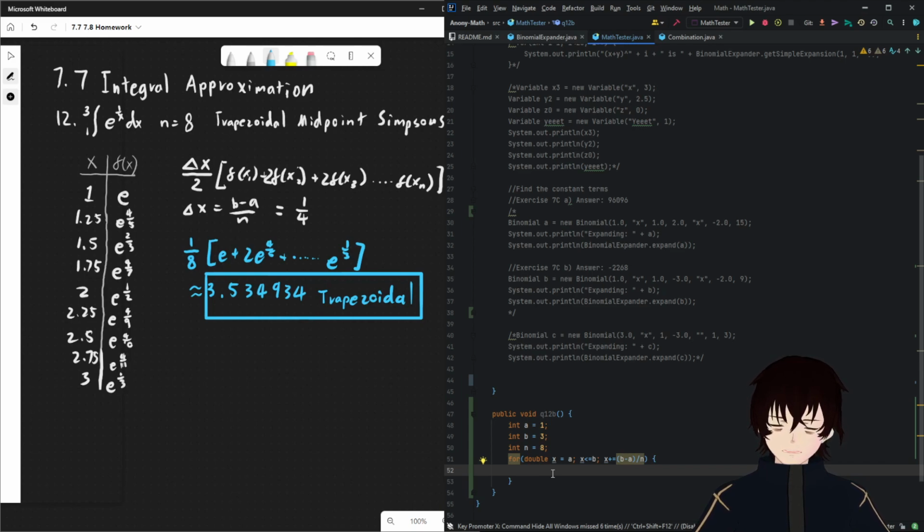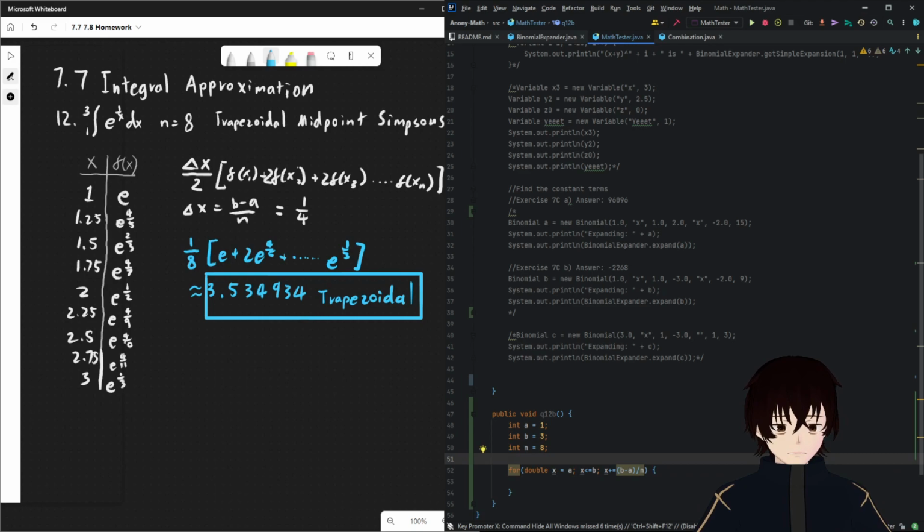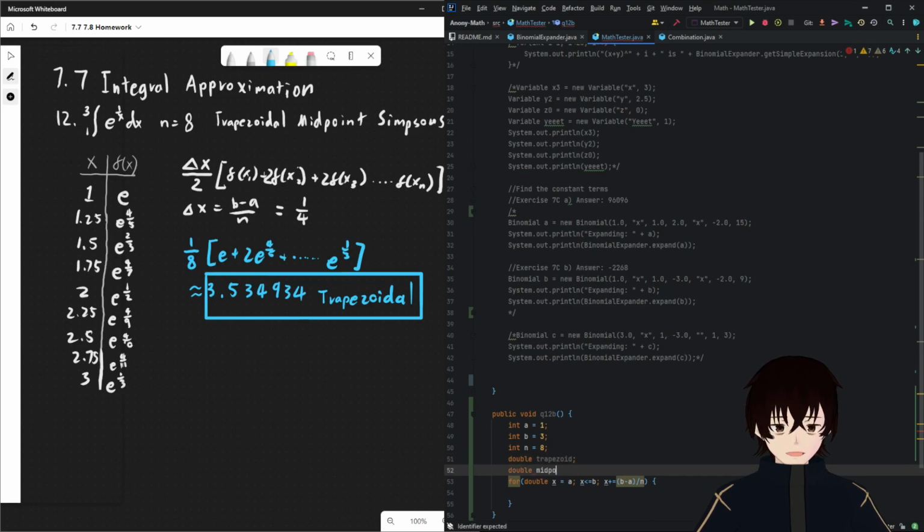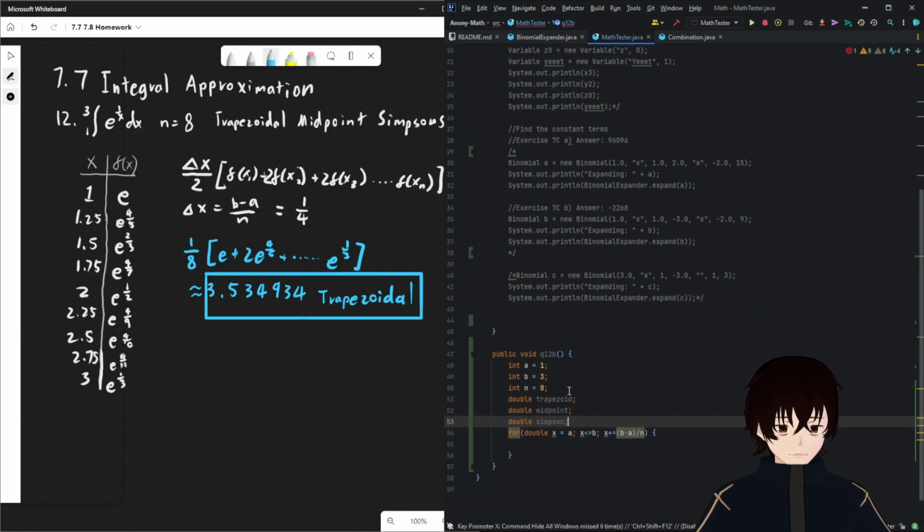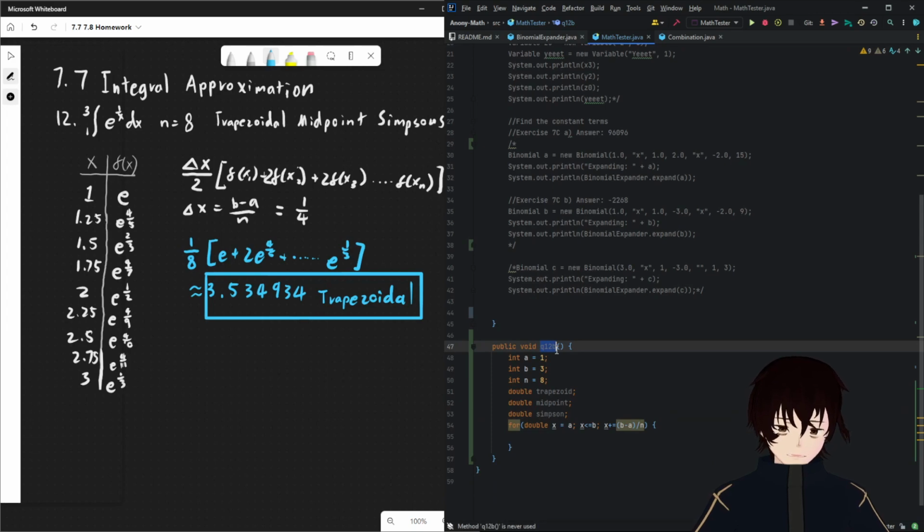Now B wants midpoint, so let's actually do this. Double trapezoid, double midpoint, double Simpson. Let's call this approximate. And A and B. Nah, too lazy.